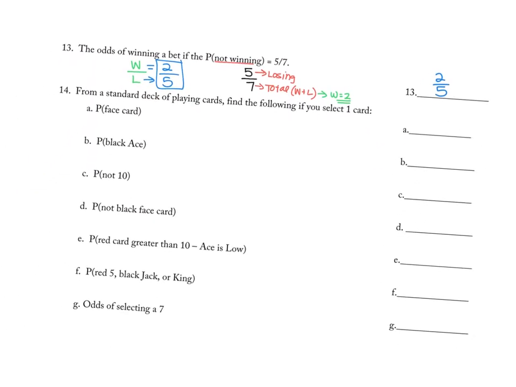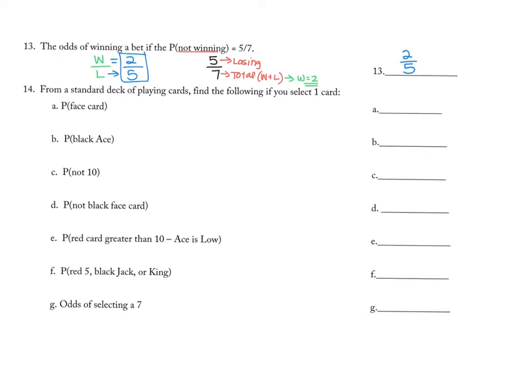Okay. Wow, last one. Now we're selecting cards, but this time it's probability. So this time we do have to make a fraction, and we do have to divide. The first one is the probability that I choose a face card. It's one card.